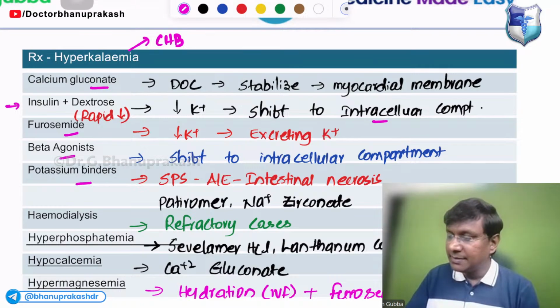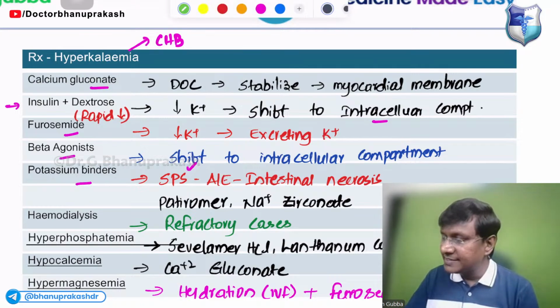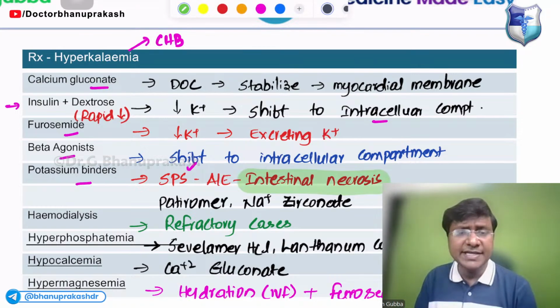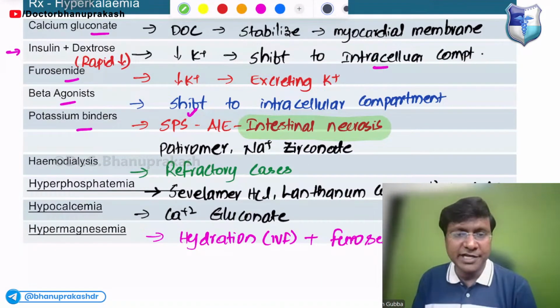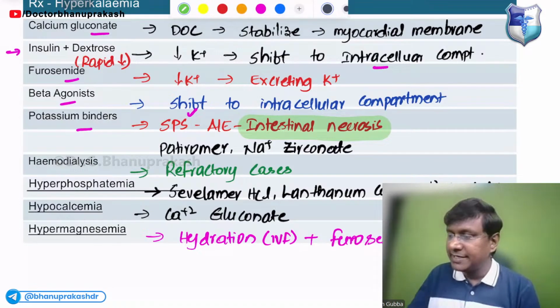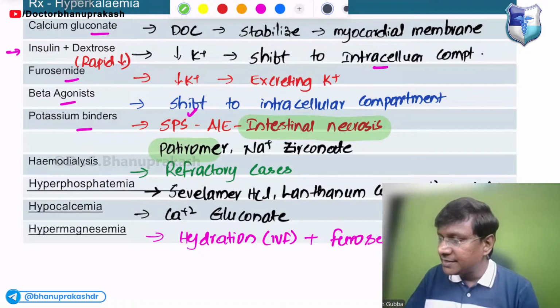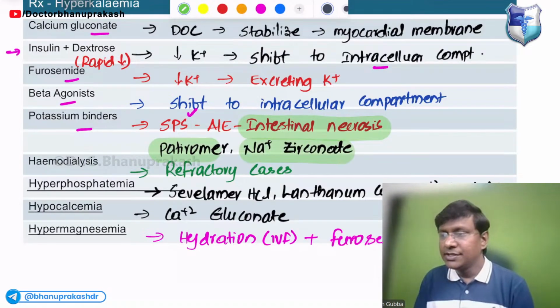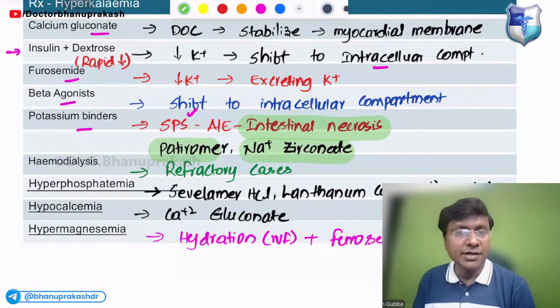What are those drugs? Number one, sodium polystyrene sulfonate. But the problem with sodium polystyrene sulfonate is intestinal necrosis. Now, what are the alternative potassium binders? The alternative potassium binders are patiromer acetate and the other important molecule, sodium zirconate. These two are the alternative potassium binders where you don't have this problem of intestinal necrosis, right?